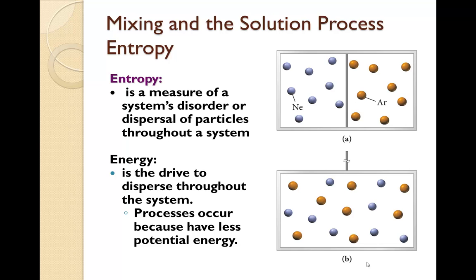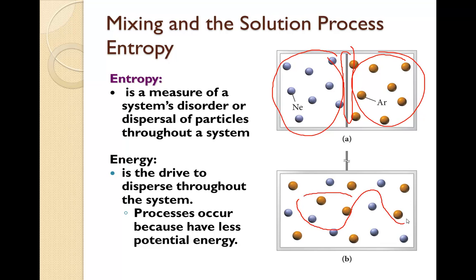Notice we have neon on one side and argon on the other. Once this barrier is removed, naturally these particles want to mix together. And that's entropy. It's the measure of how much it wants to be mixed up. Energy is the drive to disperse throughout the system.